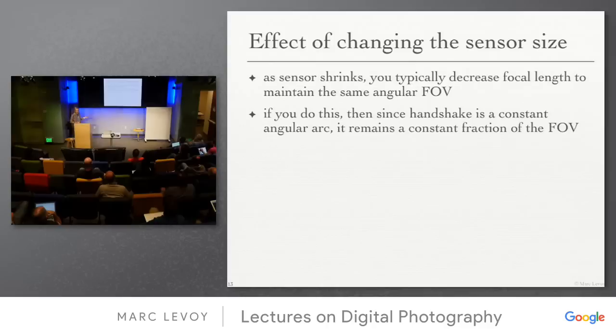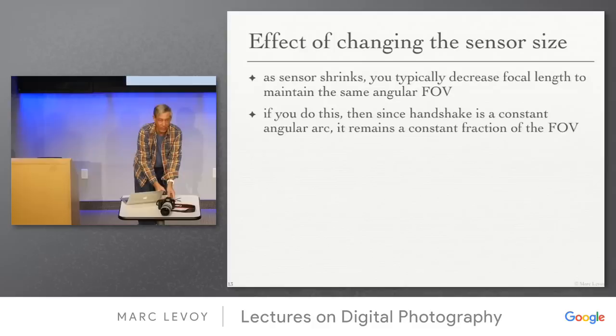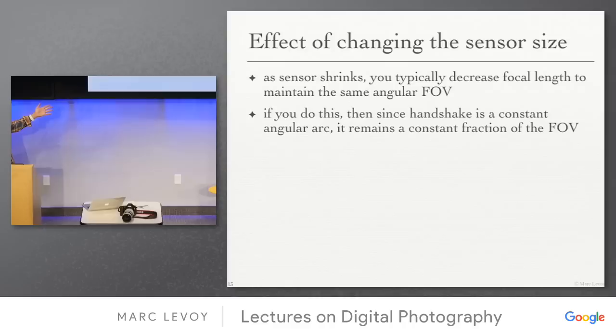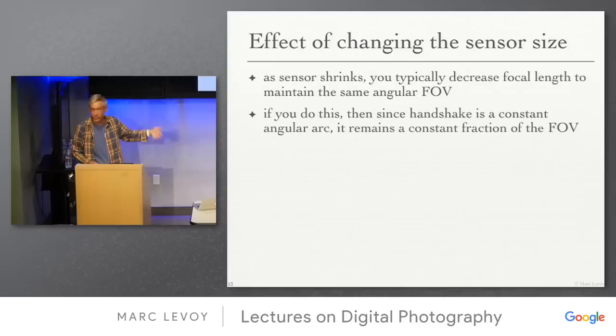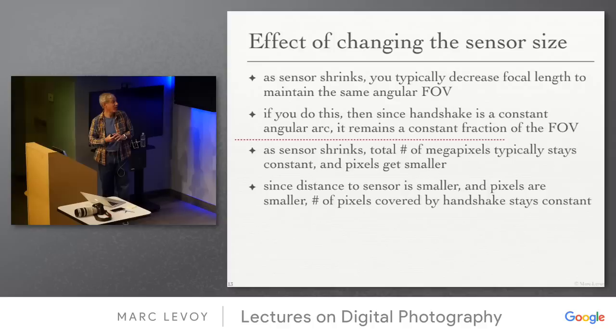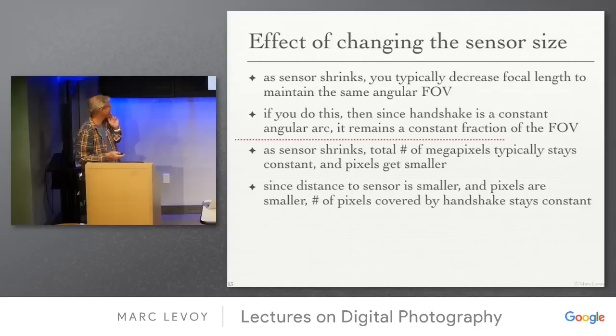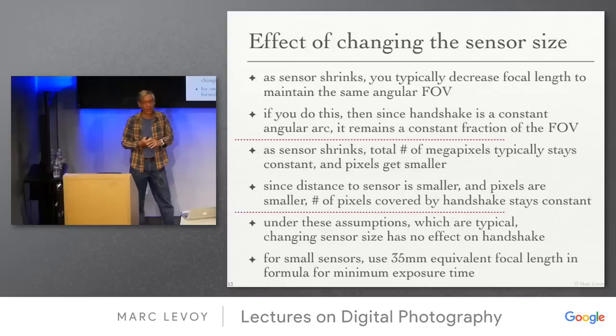So let's do that. As the sensor shrinks, you typically decrease the focal length in order to maintain the same angular field of view. So going from the single lens reflex camera to the cell phone, this will have a shorter focal length. Okay, so since handshake is a constant angular arc, it remains a constant fraction of the field of view. So nothing changed there. As the sensor shrinks, the total number of megapixels typically stays constant, and the pixels get smaller. But the sensor distance is smaller, so the pixels are smaller, so the number of pixels covered by the handshake again stays constant. So the blur size in number of pixels is the same, so that hasn't changed. So under these assumptions, actually changing the sensor size, meaning going to a different format camera, doesn't change anything.